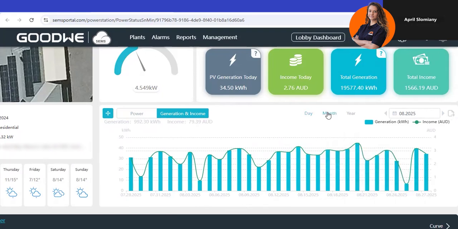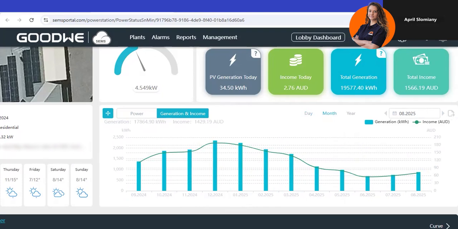Even further into monthly generation, this is a good reading for comparing against monthly or quarterly electricity bills. So for example, if you received an energy bill for June, July, August, up to the end of this period, you can see the total cumulative kilowatts generated over those months. Now, this figure can be handy when comparing against feed-in tariff that you see on those bills.